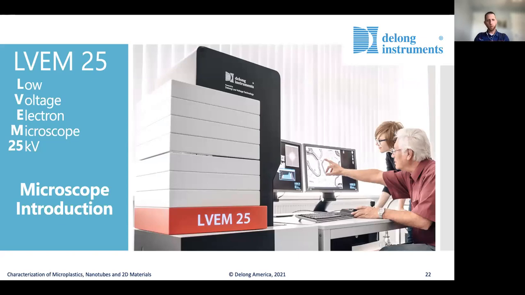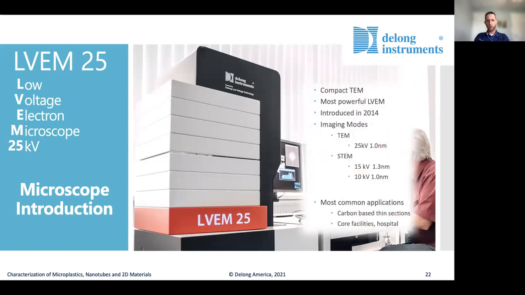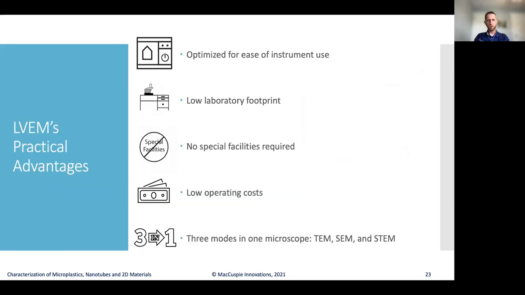The LVEM25 can go up to a 25 kV accelerating voltage in its TEM mode and has resolution to 1.0 nanometers. Introduced in 2014, it's currently the most powerful low voltage electron microscope on the market. It also offers a STEM mode with resolution down to 1 nanometer as well. This is often used in hospital imaging labs or in core facilities where they don't want the space and infrastructure of a conventional TEM. It has a much smaller footprint and lower operating cost, and it also allows increased contrast for carbon-based materials and for thin sections.